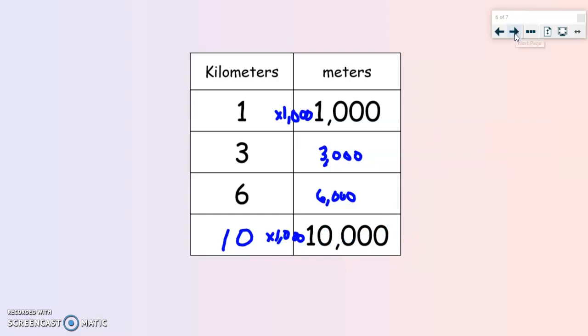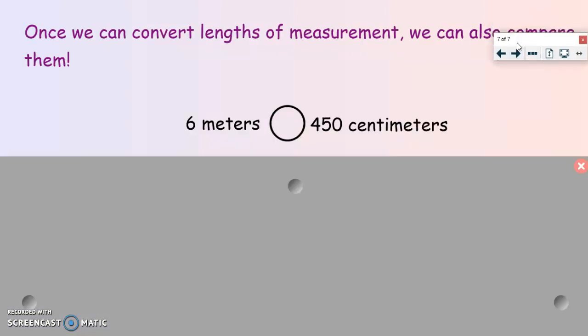It's pretty cool. So now we know how to convert centimeters to millimeters, meters to centimeters, and kilometers to meters, right? We're converting all these larger units into smaller units. And so once we can do that, that means we can compare. So the last little bit is we're going to compare some different lengths of measurement, and we're going to use the conversion knowledge to help us out.